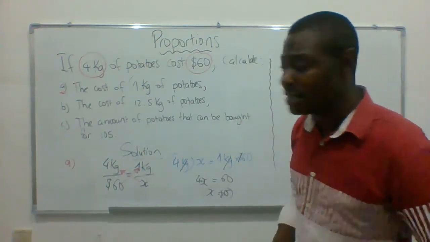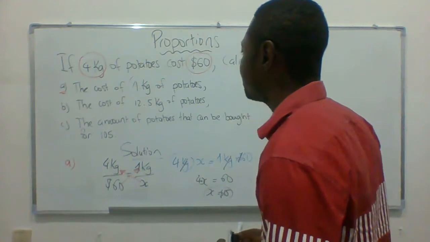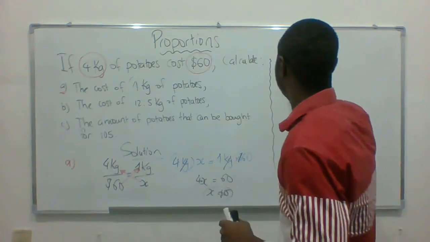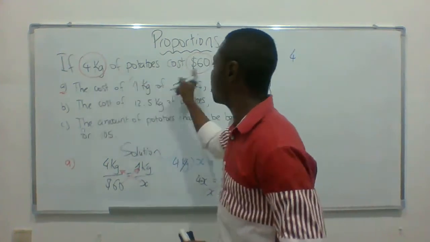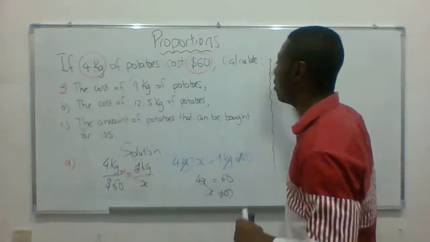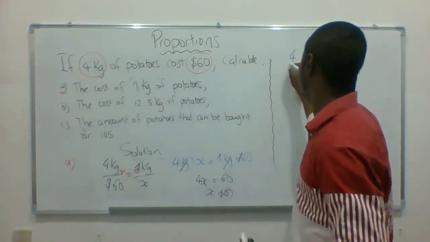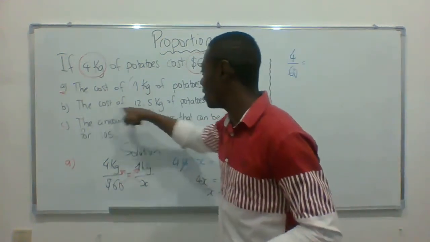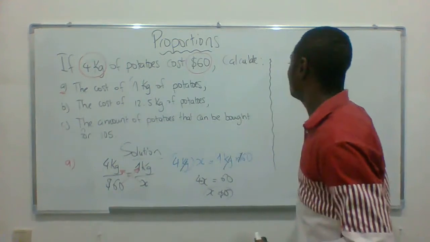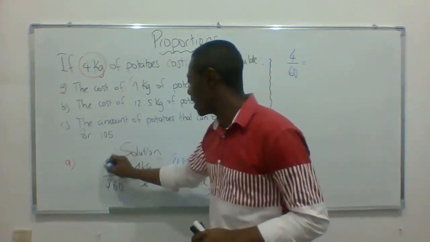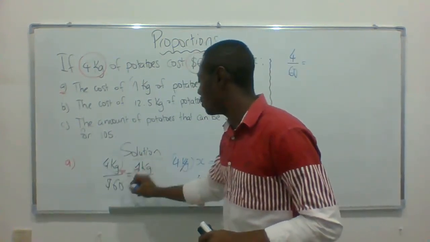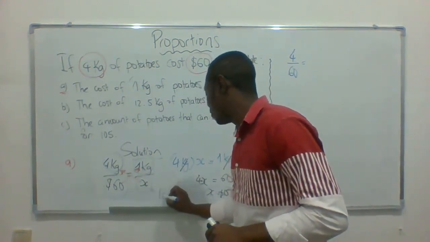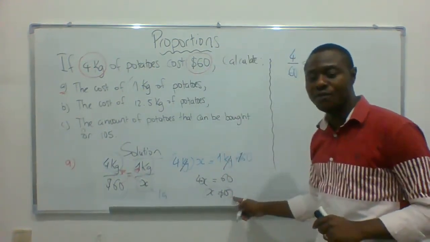In question B, it says, let's calculate the cost for 12.5 kilograms. So let's go back to the ratio that we have in the problem. 4 kilograms for $60. I put 4 at the top and 60 at the bottom. And in the problem it says 12.5 kilograms. Remember, I should put the kilograms at the top, like here. I had kilograms at the top, kilograms at the top. Dollars at the bottom, dollars at the bottom. And this x is equal to 15. We just determined that it's equal to 15.